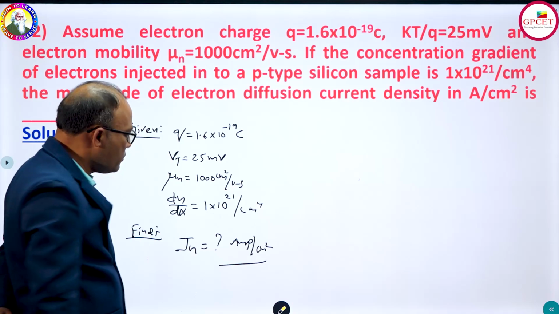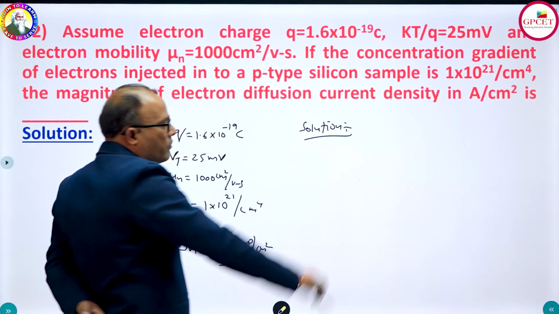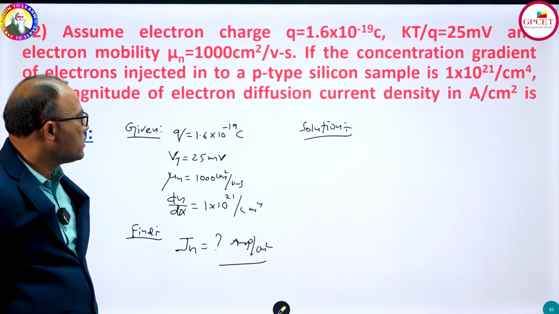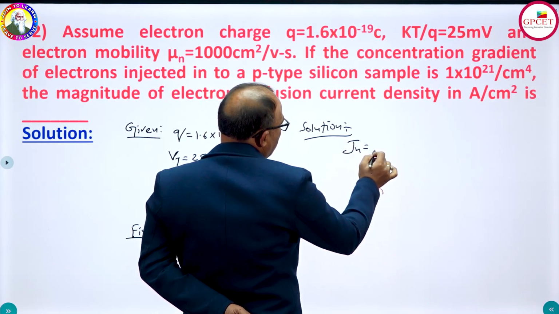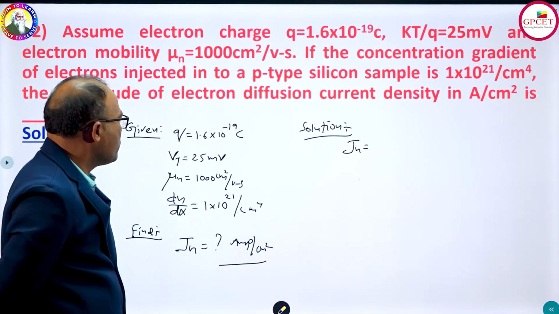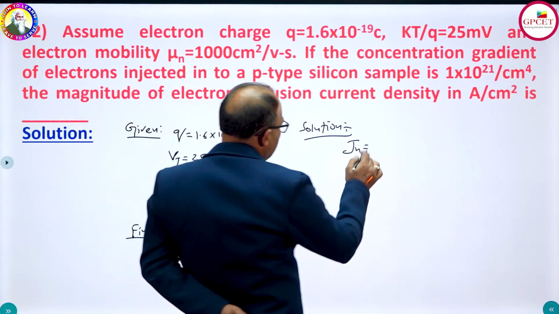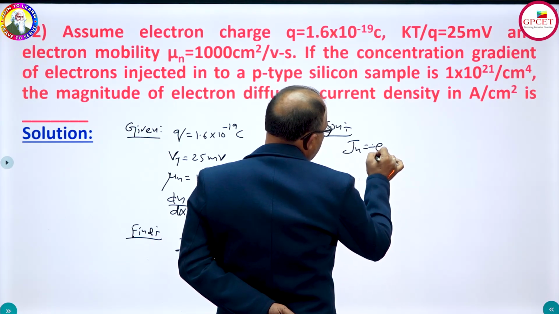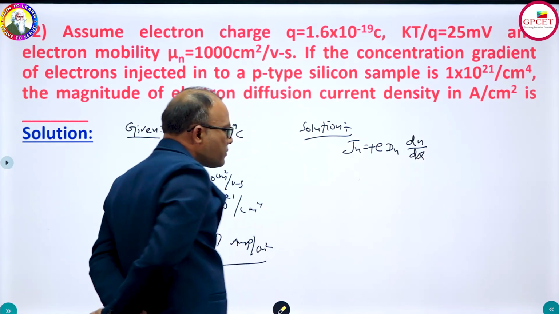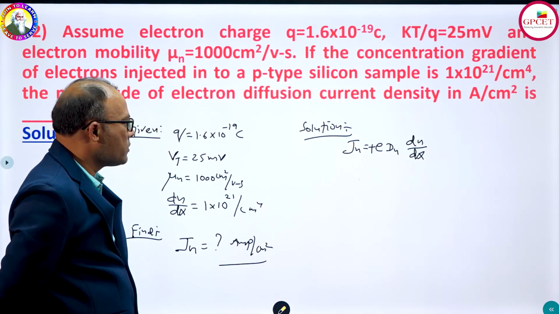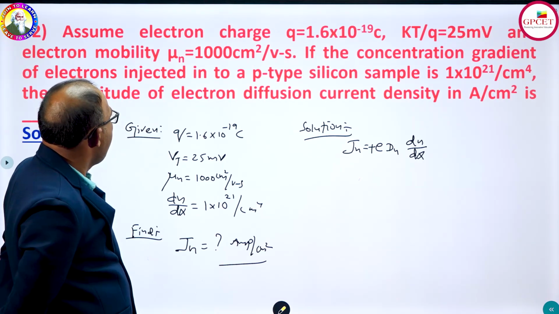Jn you need to find. According to this formula, we have just seen and learned about diffusion current density. The diffusion current density of electrons is given by Jn = e Dn dn/dx, where e is the charge of the electron, Dn is the diffusion constant of electrons, and dn/dx is the concentration gradient.